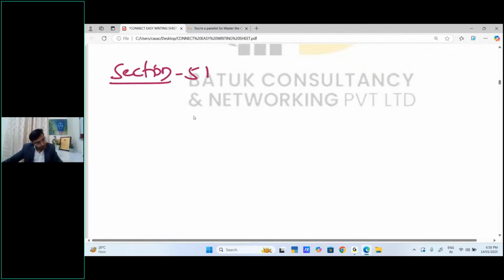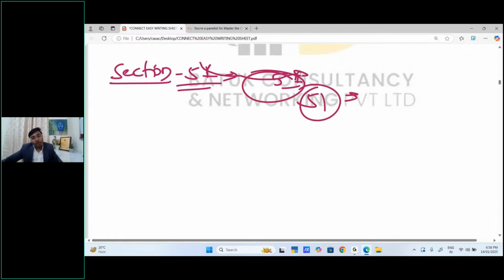Section 51. Sir, just look at the number 51. Don't you think this is a shagun amount? Number 51 is a shagun. Whenever we need to give something to someone, we prefer to give 51, 151, 251, 551, 1051. So this is a shagun, we can say. This 51 is the number of shagun.